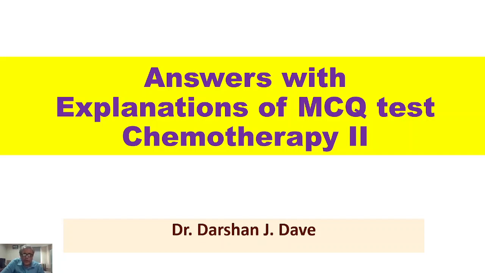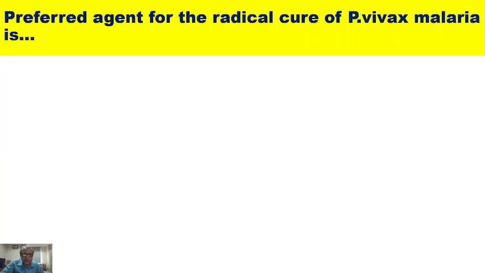Hello, today we are going to discuss the answers along with the explanations of the MCQ test of chemotherapy 2, which includes systemic chemotherapy. The first question is, which is the preferred agent for the radical cure of P. vivax malaria? Now you all know that in P.